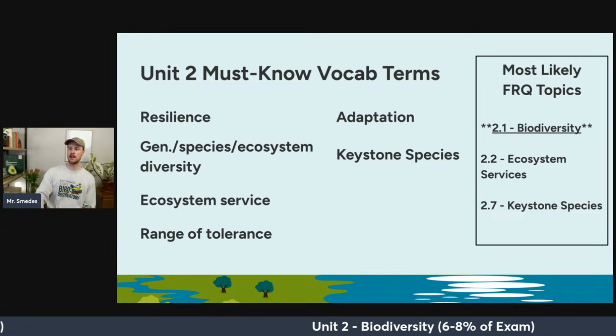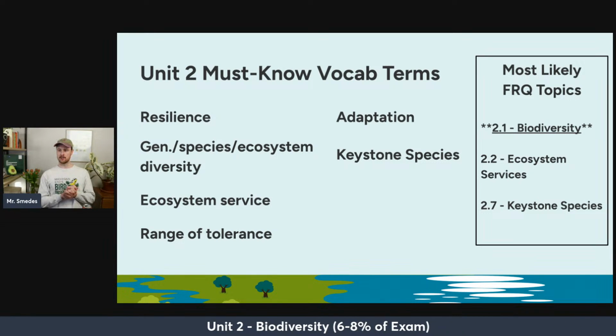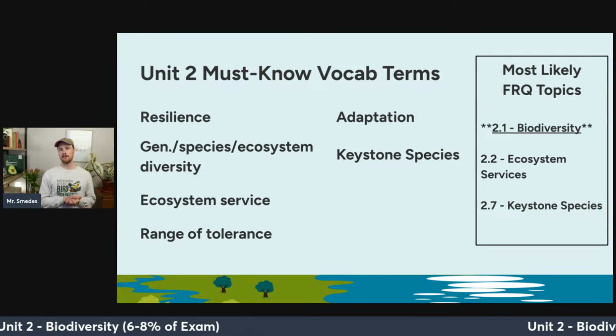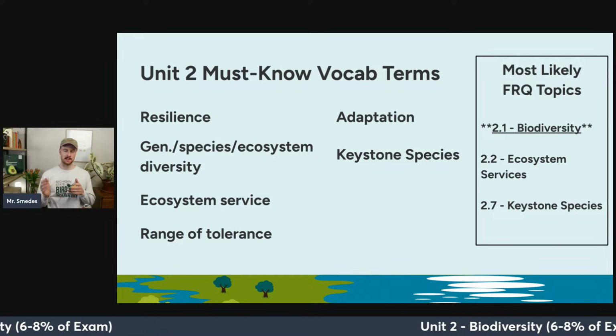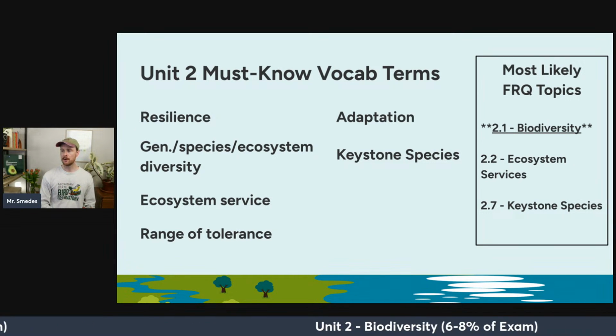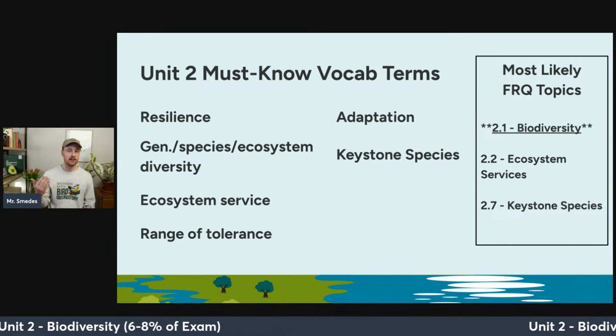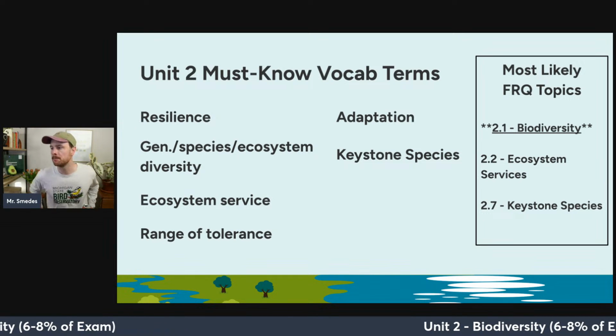Okay, must-know concepts. You got them here on the screen. I'm not going to spend too much time on them. We want to get to units 3, 4, and 5 because that's 10 to 15% of the exam each. Most likely FRQ topics: ecosystem services show up over and over and over again on the FRQ, usually 1 or 2 points. So not a huge topic, but something likely to come up.